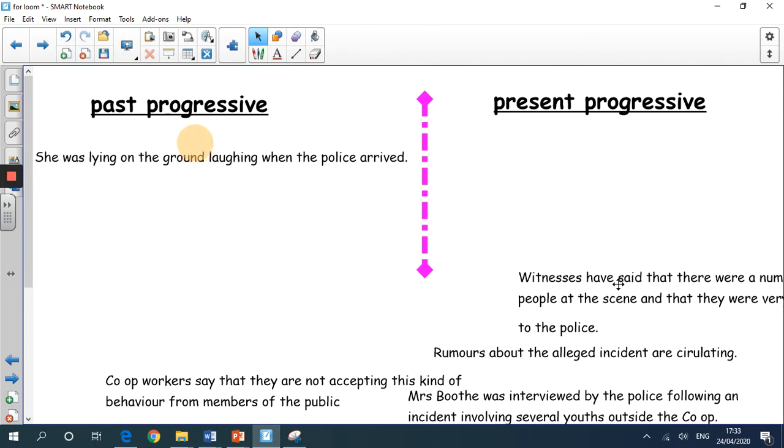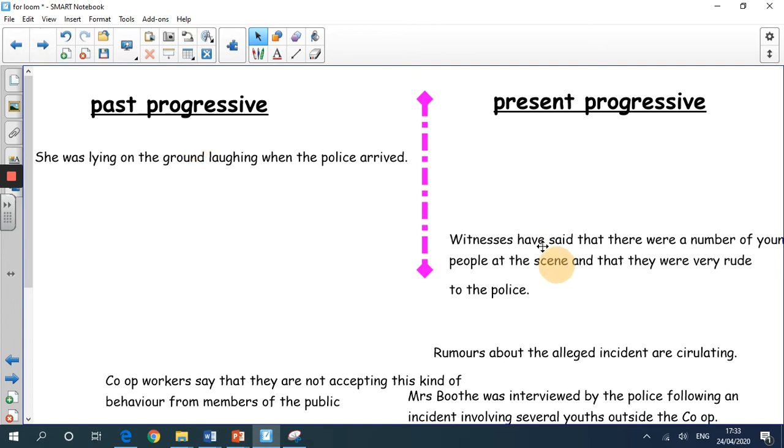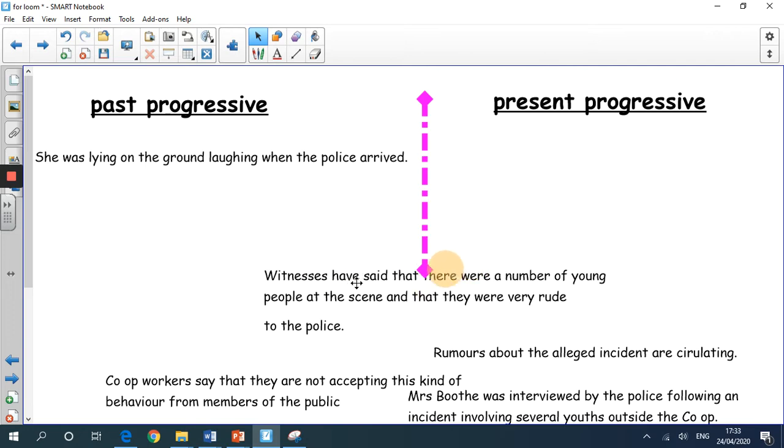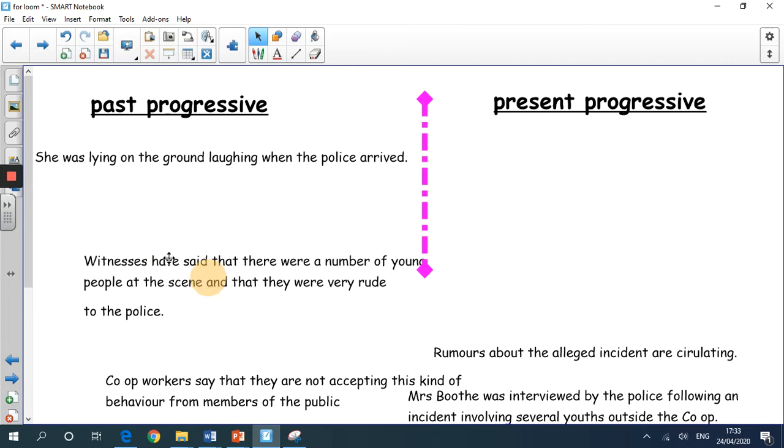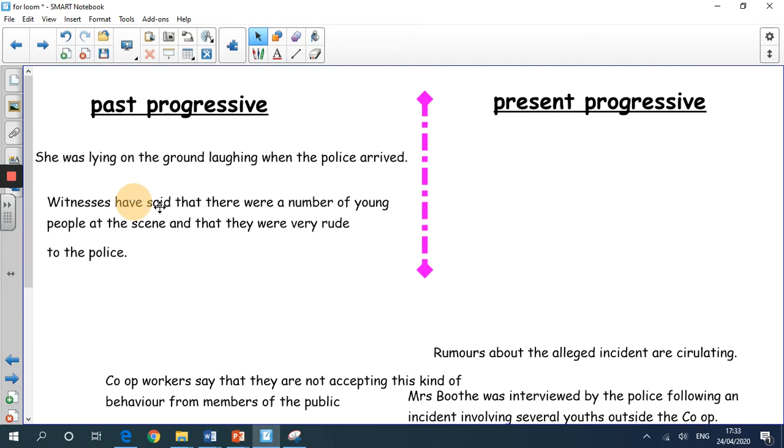Okay, what about this one? Witnesses have said that there are a number of young people at the scene and that they were very rude to the police. Witnesses have said. So that's my main bit, have said. I think that's in the past tense as well. And in fact, said is past tense, isn't it? Because if it was in the present tense, it would be saying. Witnesses have saying. Yeah, it doesn't make sense.